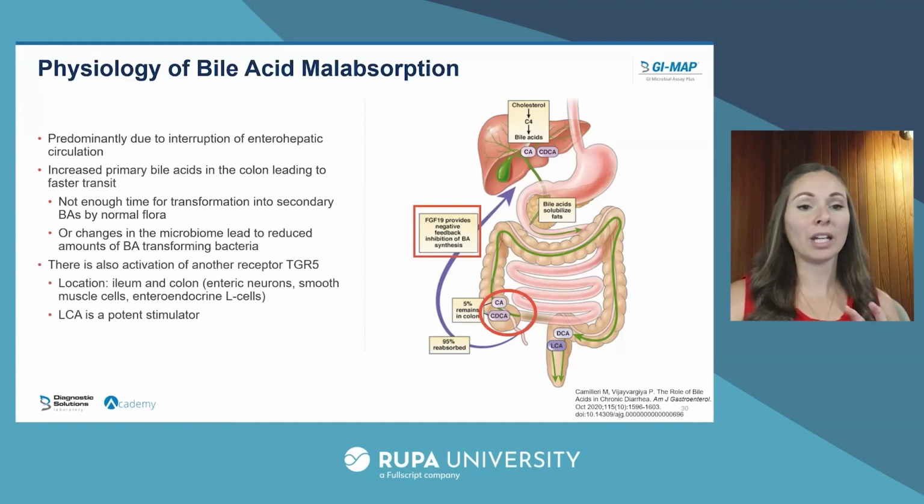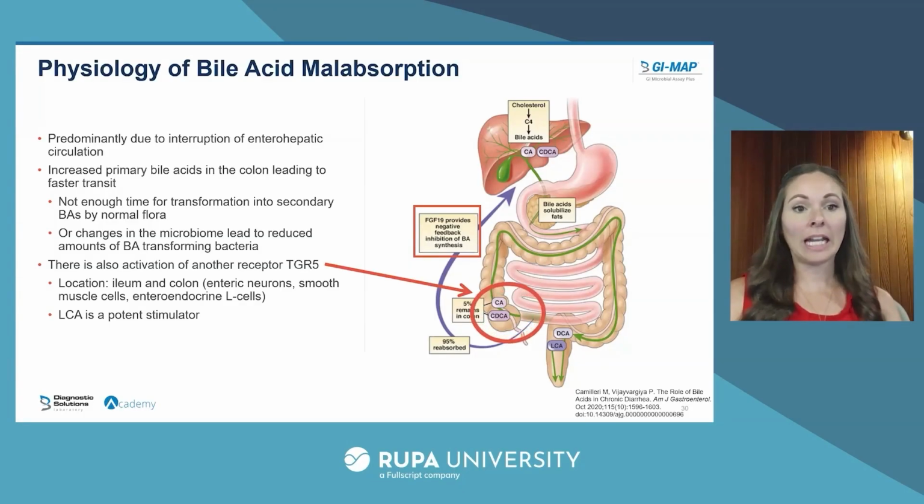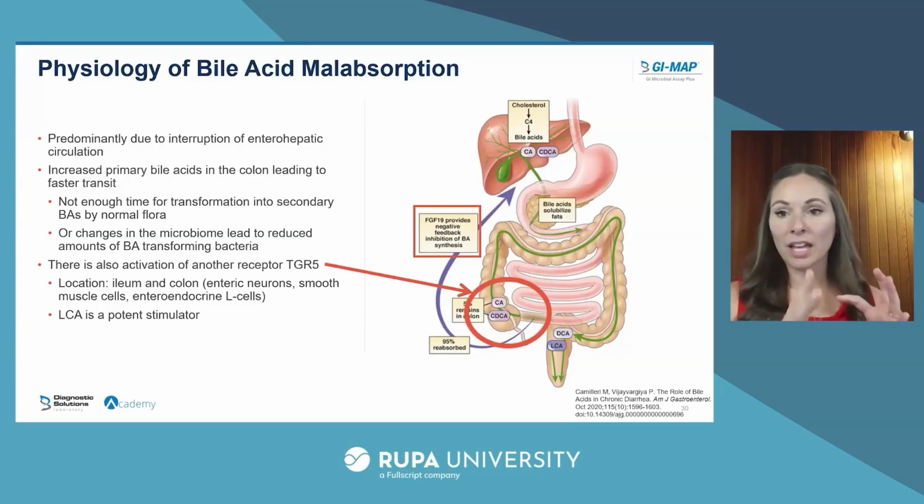We also have another receptor that's activated here, and our location here is going to be the start of the colon. This is called TGR5, and it's located on a few different types of cells: enteric neurons, smooth muscle cells, and enteroendocrine cells. Typically the net effect of having that stimulated is going to be an increase in motility.